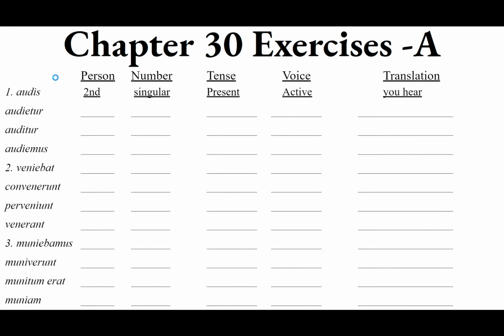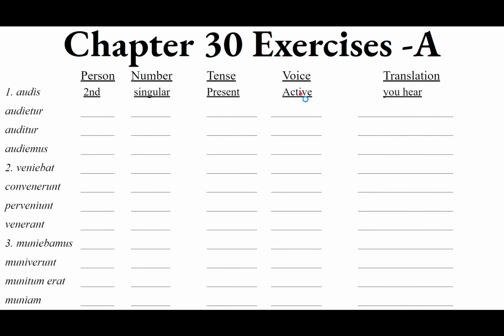Number 1, audis, with an S as the personal ending, and the present stem is audi, from audio, audire, audivi, auditus. Audis is second person. It is singular. It is present tense. And it is active voice. So for the translation, second person singular means you or thou. Present tense means that the action is happening right now in the present time.